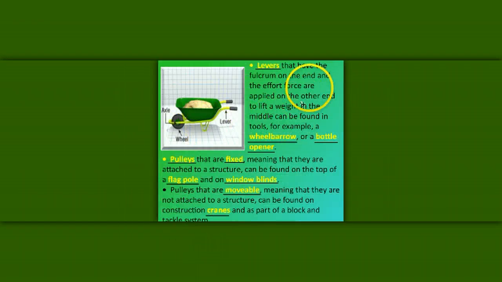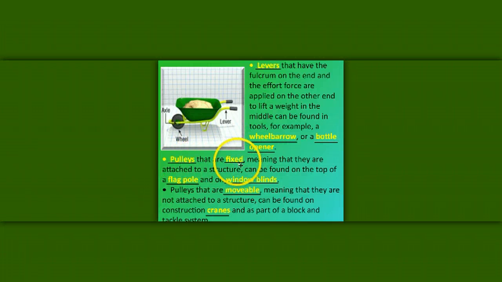Levers that have the fulcrum on the end and the effort force applied on the other end to lift a weight in the middle can be found in tools. For example, a wheelbarrow or a bottle opener. So if you see, there's a lever on this end, a wheel and axle here, and then of course in the center you have your load. A bottle opener, well, everyone knows how one of those works.